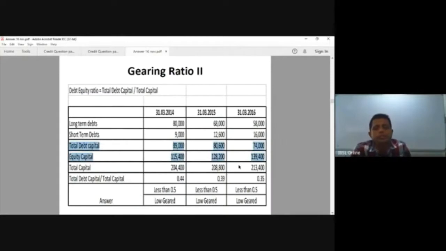Total capital, right? Then divide the total debt capital by total capital. Then you have answers 0.44, 0.39, 0.35. Here, your total capital is 100. Your debt capital is 44% in 2014. In 2015, your total capital is 100 and your debt capital is 39%. Therefore, again, less than 0.5, meaning a low geared company.